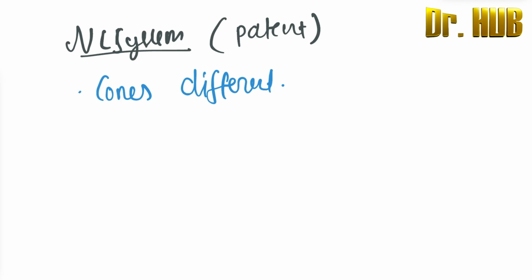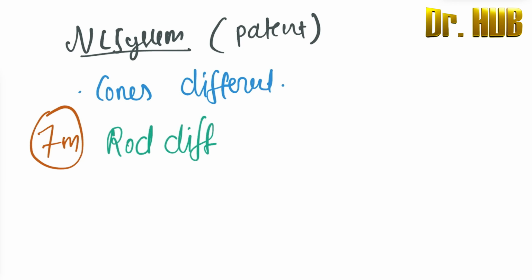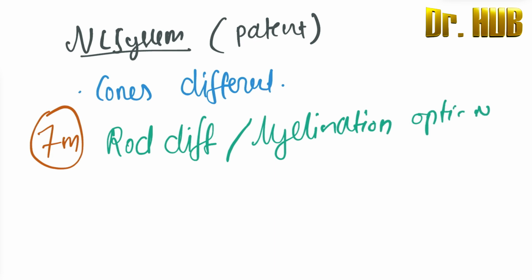Now moving on to the 7th month. In the 7th month, the rods differentiate. And myelination of the optic nerve begins.